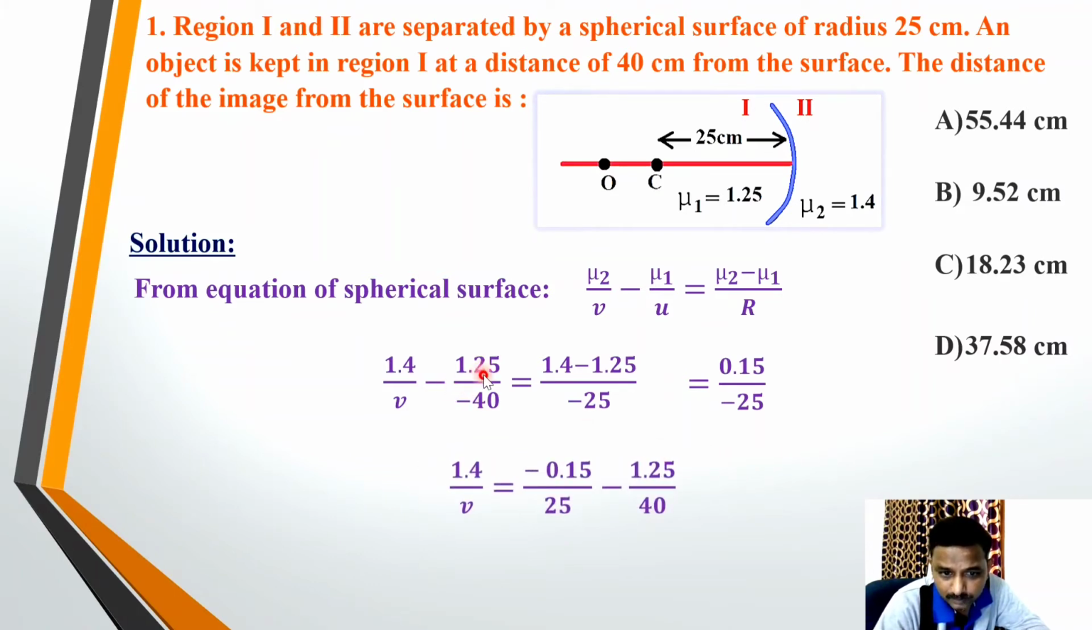Now I moved 1.25 by 40 to the right side. Then I got 1.4 by v is equal to minus 0.15 by 25 minus 1.25 by 40. Now if I do simplification, then I got image distance v is equal to minus 37.58 cm. So from the given options, option D is the answer. Now we will go for second question.